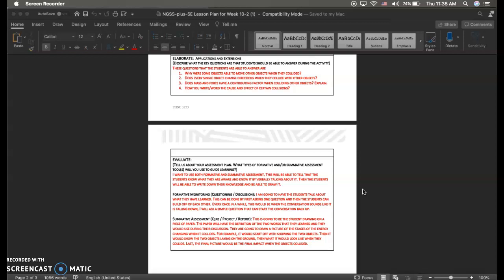I want to use a formative and summative assessment. Formative would be obviously the class discussion and how the students know what they are talking about and being able to provide examples. And the summative, I want the students to be able to draw on a piece of paper kind of like the steps of what they did, so that way they are able to write it down as well.